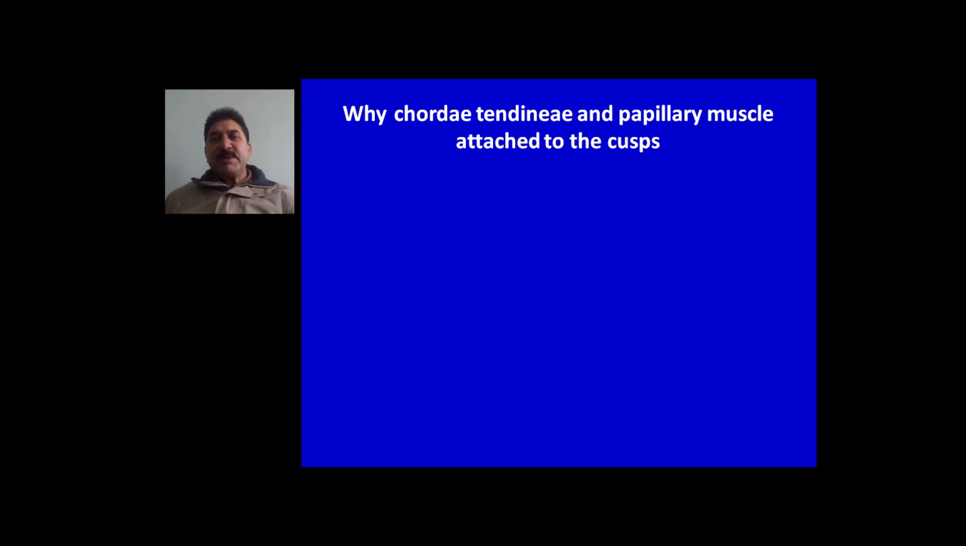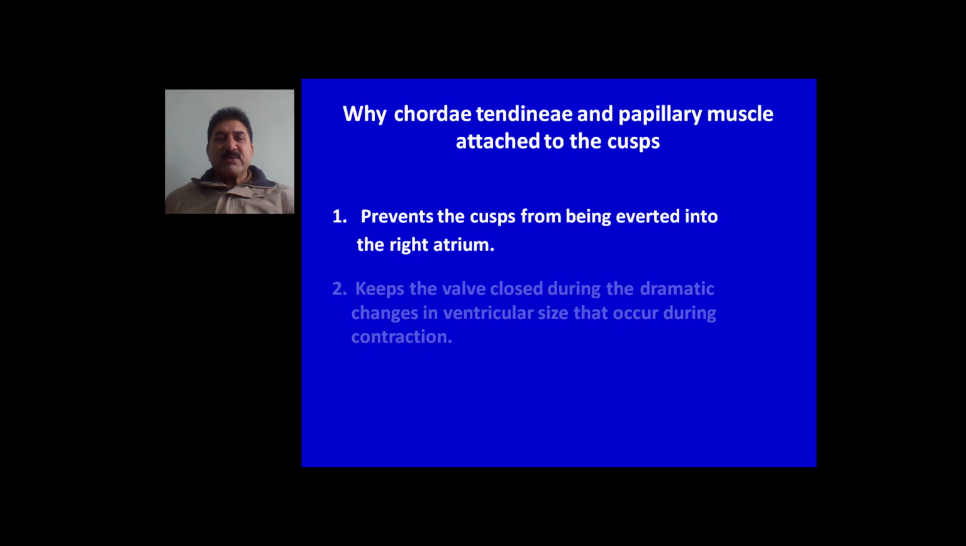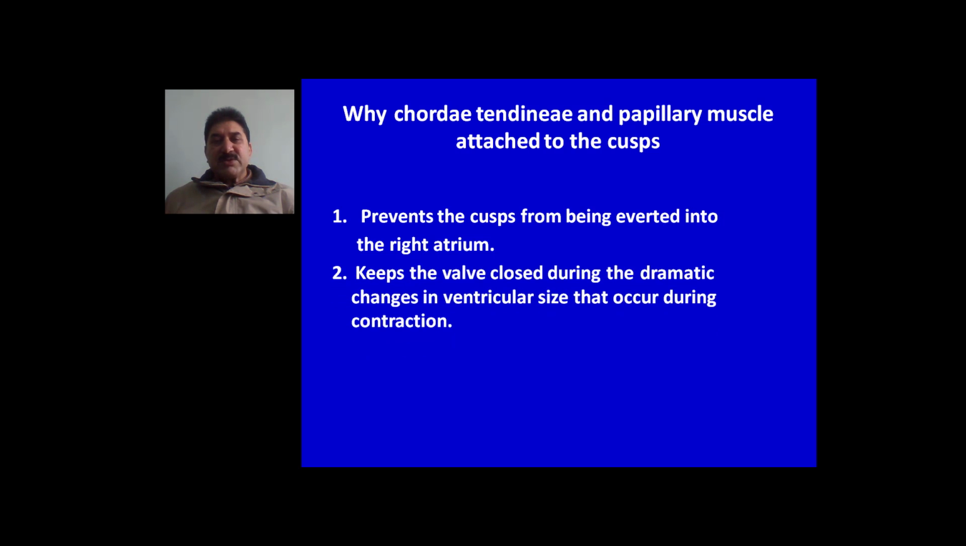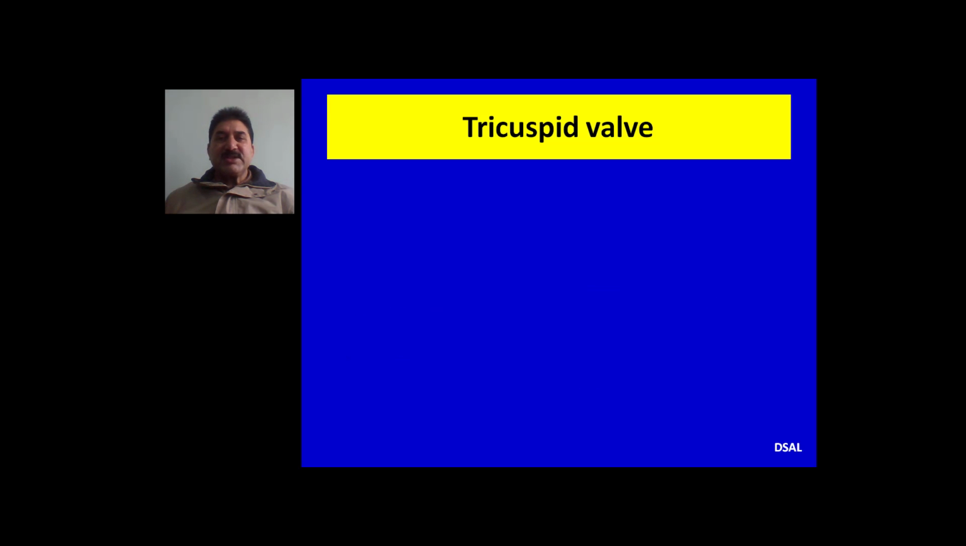Why are the chordae tendineae and papillary muscles attached to the cusps? The function of these chordae tendineae and papillary muscles is that they prevent the cusps from being everted into the right atrium. They keep the valves closed during the dramatic changes in ventricular size that occur during contraction. This helps prevent separation of the cusps during ventricular contraction.